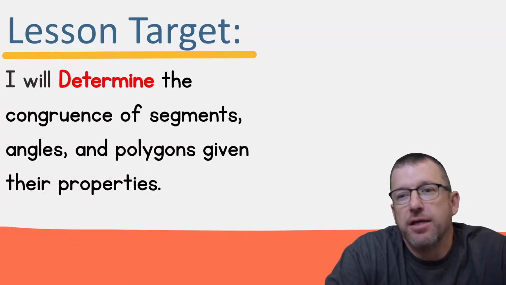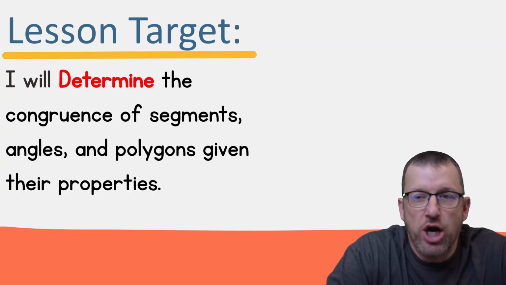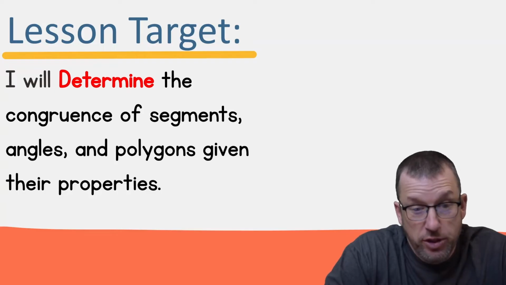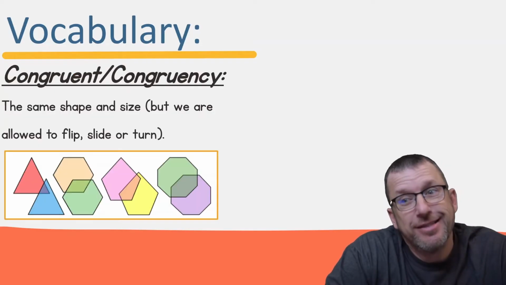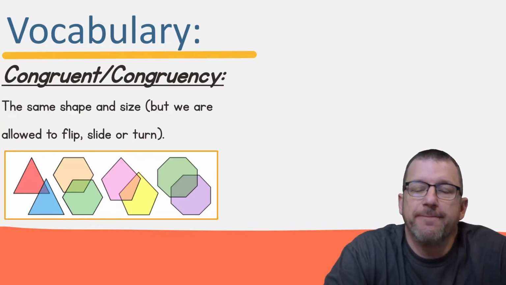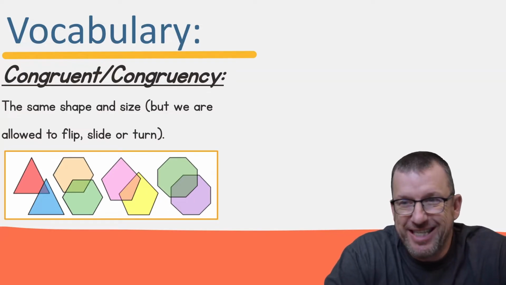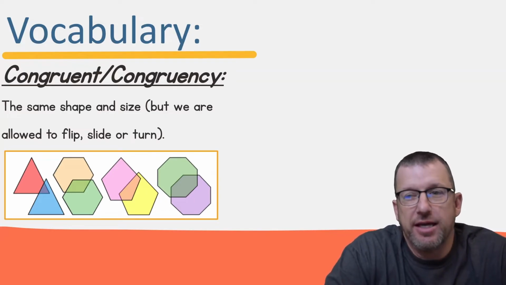Well, today we're going to talk about how to determine if line segments and angles and polygons are congruent or not, which you're going to learn about right now. Okay, so what is this congruent or congruency thing I speak of? That's when things have the same shape and size, and we're allowed to flip them to make them rotate around, but they have the same shape and the same size.